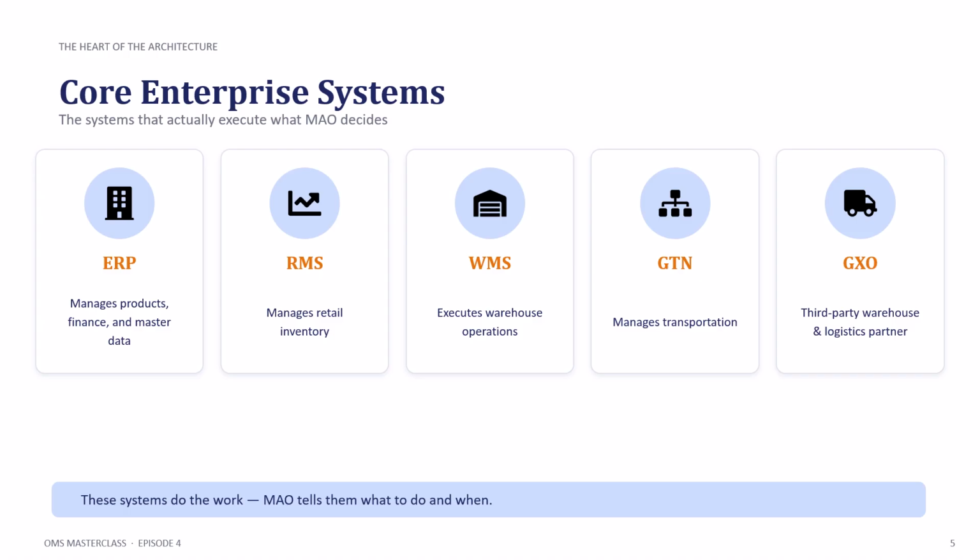So, if you look at the complete picture, MAO doesn't replace these systems. It simply communicates with them, gets the required information, makes the right business decisions, and coordinates the complete order journey. That's why in a real MAO project, you'll almost always see integrations with multiple enterprise applications.